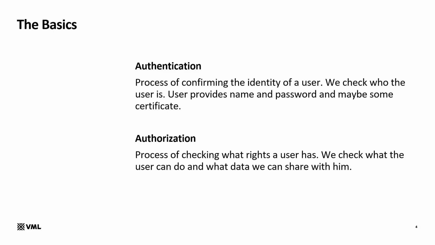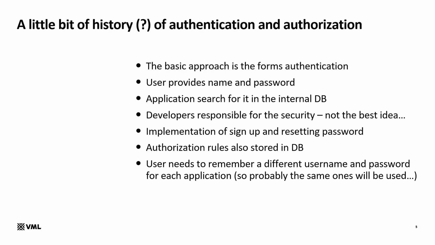So let's start with the basics, because I guess it's good to have a common vocabulary. Authentication and authorization. Authentication is the process of identifying a user, confirming who he is, based on some things that he can share with us, like a username or password. And authorization is the process of checking what the user can do and what we want to share with him.